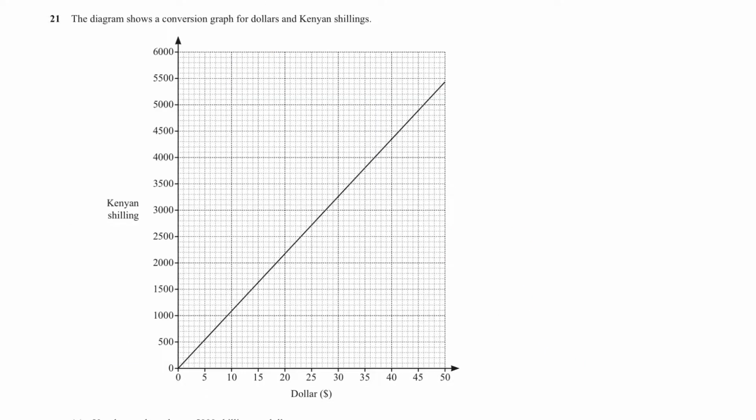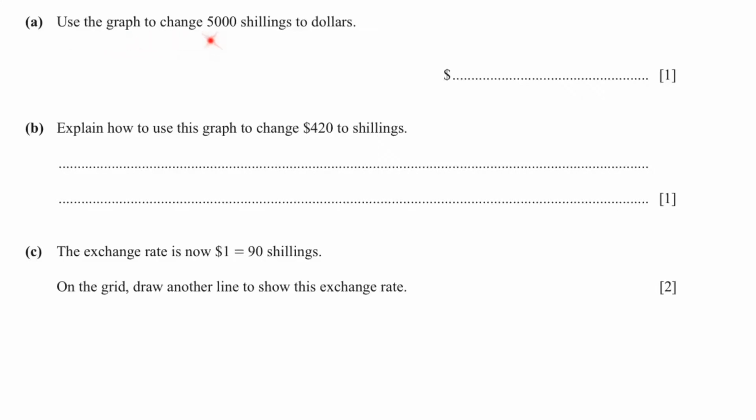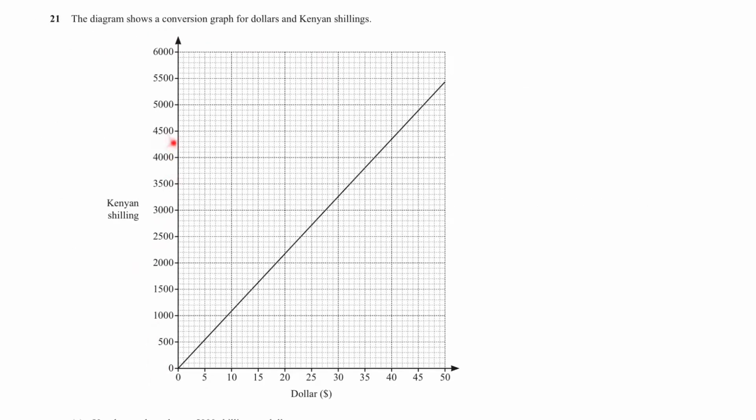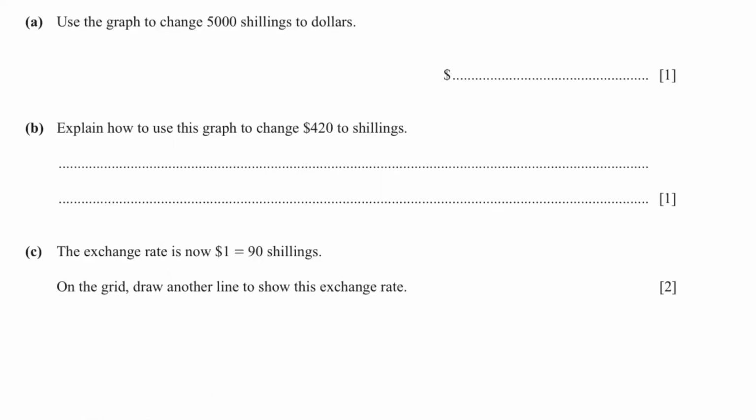Question number 21. The diagram shows a conversion graph for dollars and Kenyan shillings. So the x-axis represents the dollars and the y-axis Kenyan shillings. Let's read the question. Use the graph to change 5,000 shillings to dollars. So where is the shillings? Here, 5,000 shillings to dollars. This is the shillings and here. So it is equal to $46.